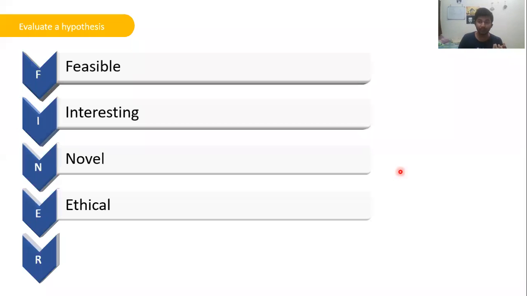Let's just say you want to see the effect of snake poison in a man, and you decide you will inject snake poison in people. Yes, it's a feasible thing. It's interesting. It might be novel, but is it ethical? No, absolutely not. It's not ethical to inject venom in someone. So this is an important criteria.